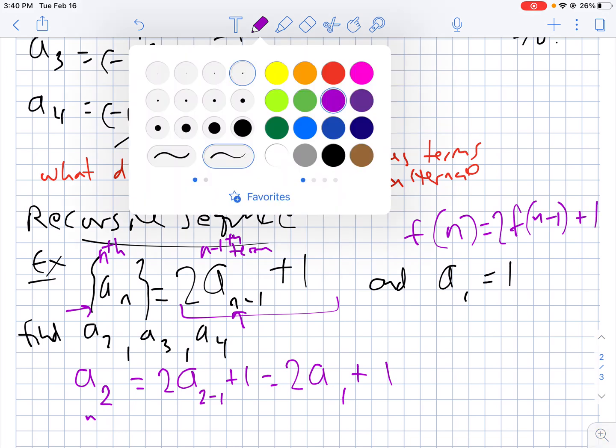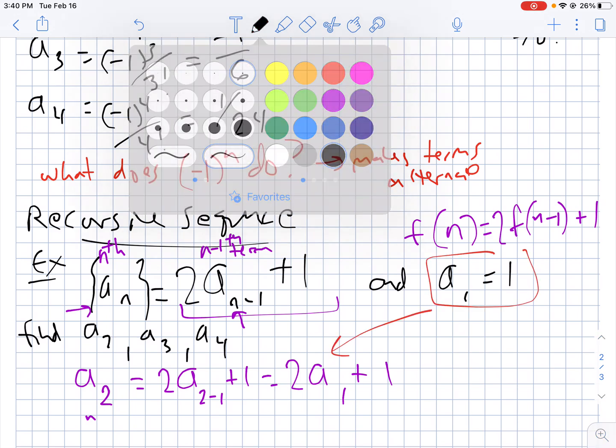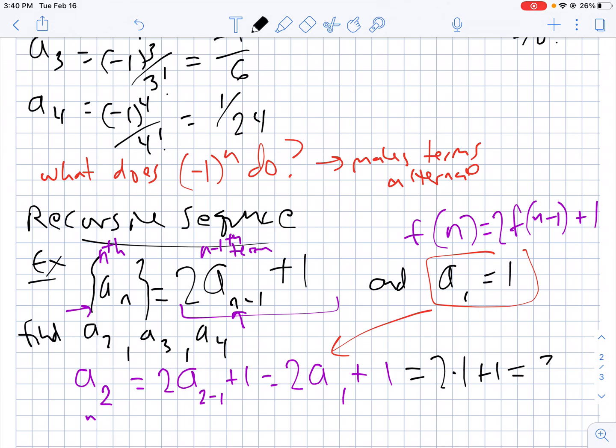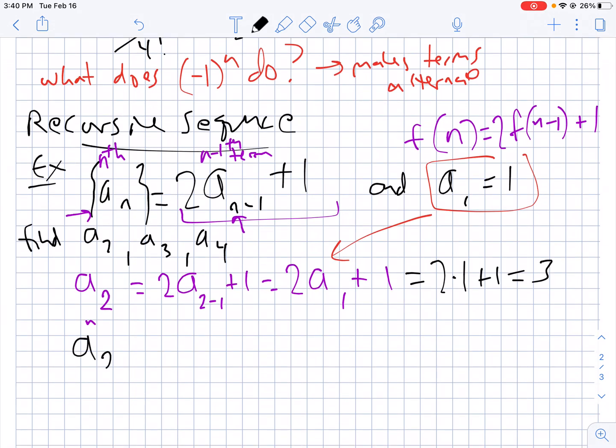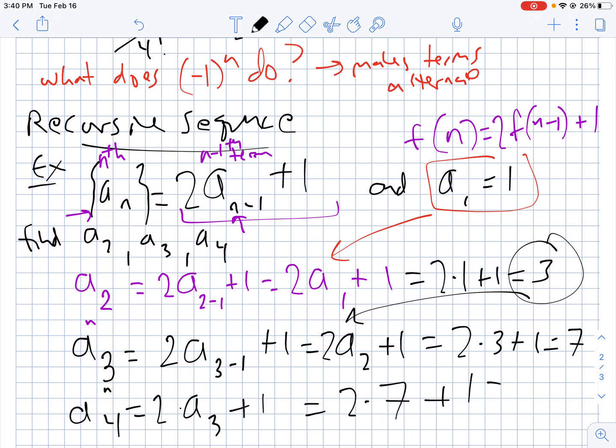Okay, so they're always going to give you some base case, some initial value on these, so you'll plug that in. In this case, it's 2 times 1 plus 1, which is 3. And then if we want to find a sub 3, now you plug in n equals 3, so that's 2 times a sub 3 minus 1 plus 1. So that's 2 times a sub 2 plus 1, and we just found a sub 2. So that would be 2 times 3 plus 1, which is 7. And of course, plug in the same thing. A sub 4 is 2 times a sub 3 plus 1, which is 2 times 7 plus 1, which, I'm pretty sure, is 15. Anyway, so that's a recursive sequence.